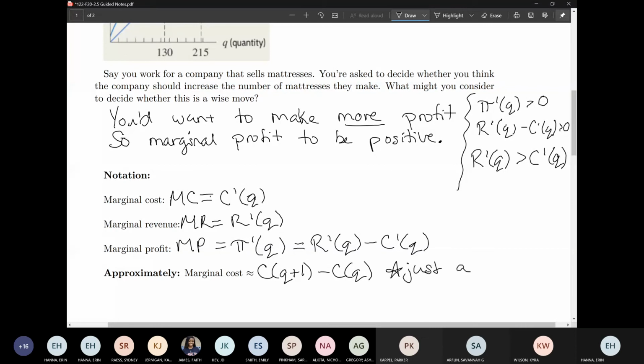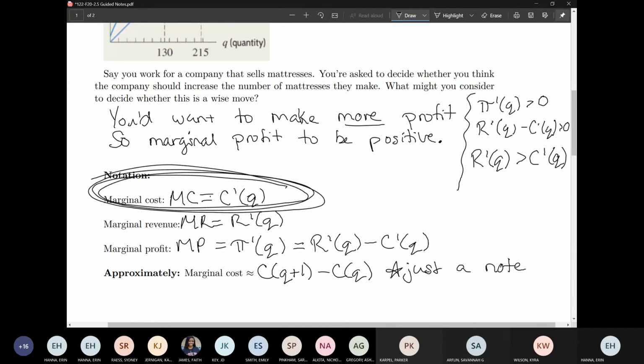I'm going to say this is just a note, because I think people focus on that way more than they should. The thing you really want to focus on when you see marginal cost is the derivative. But it can be approximated in that way. But the thing you want to have in your brain more is the derivative of cost.